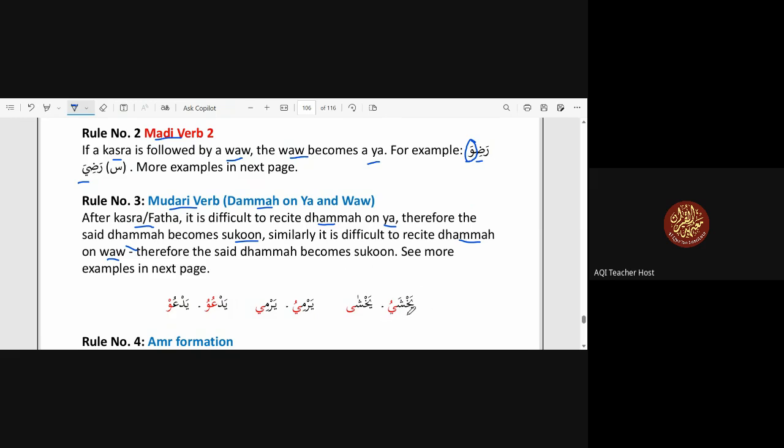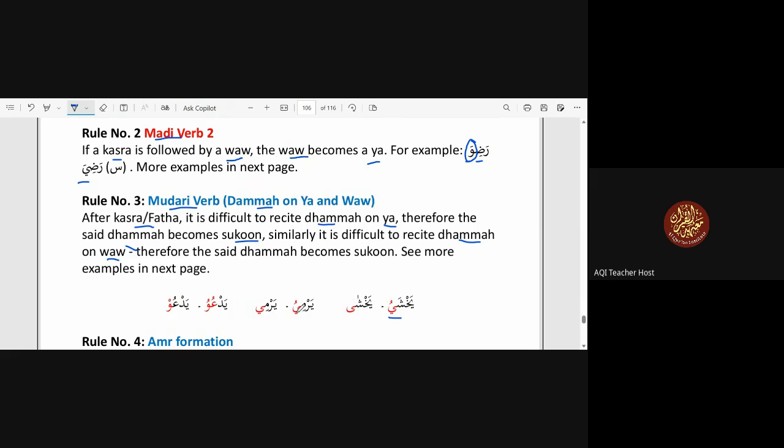So to understand this rule, let's take this example here. Yaksha'u. We can see here that the ya has dhamma. For dhamma with ya, it is difficult to pronounce. That's why this ya gets sukun and it becomes yaksha, with a dragger alif.